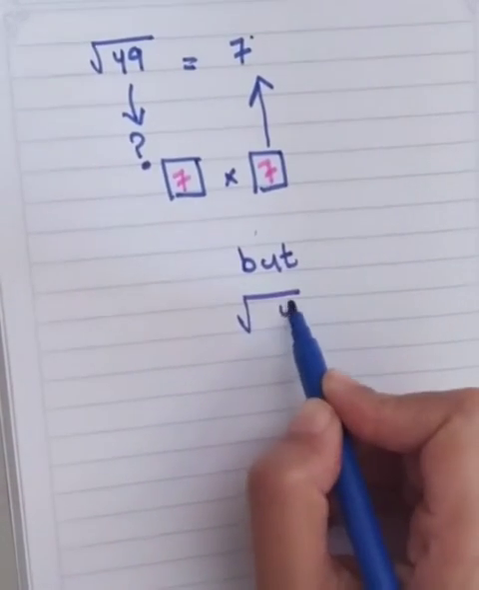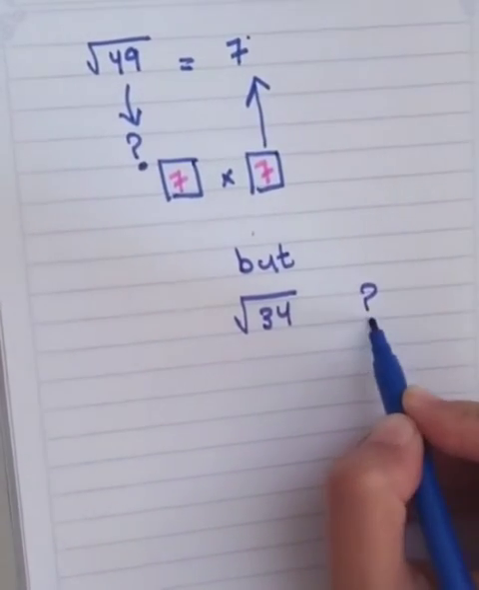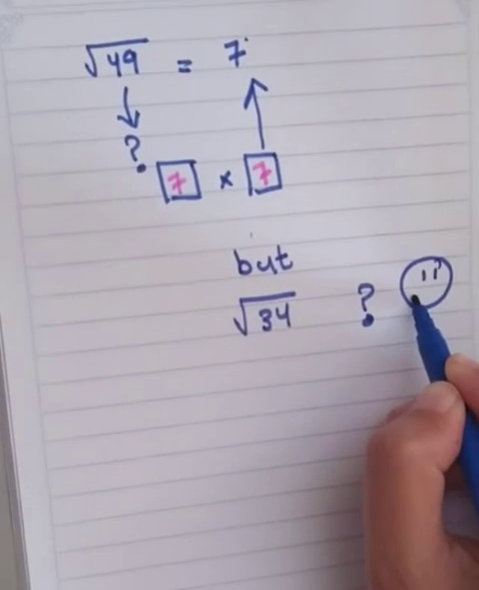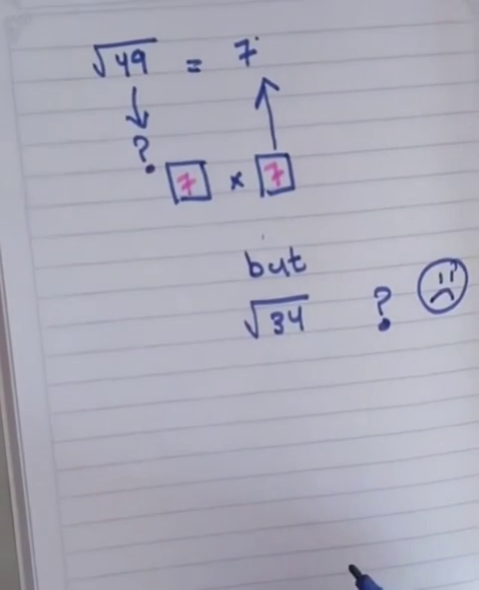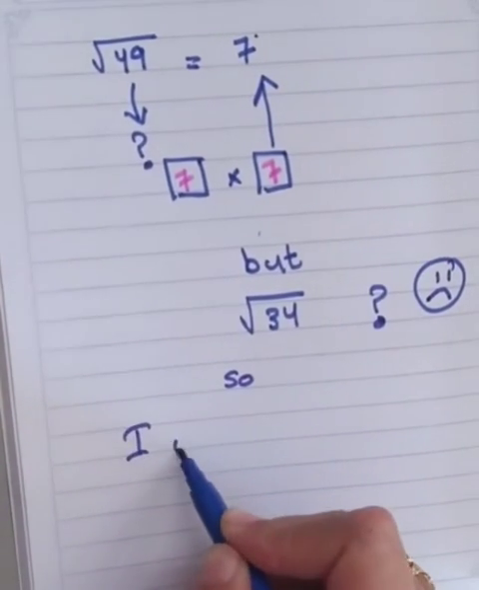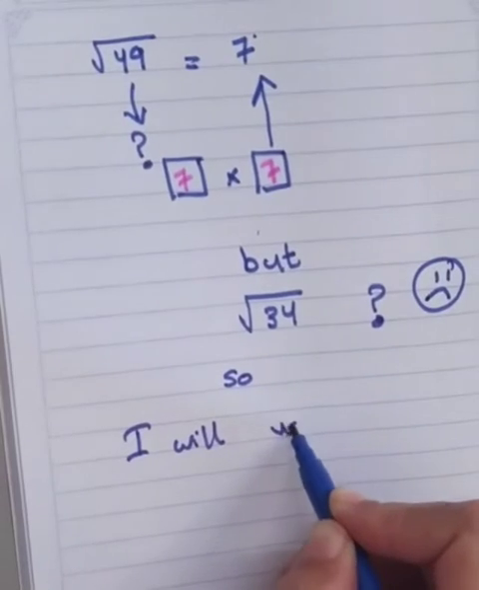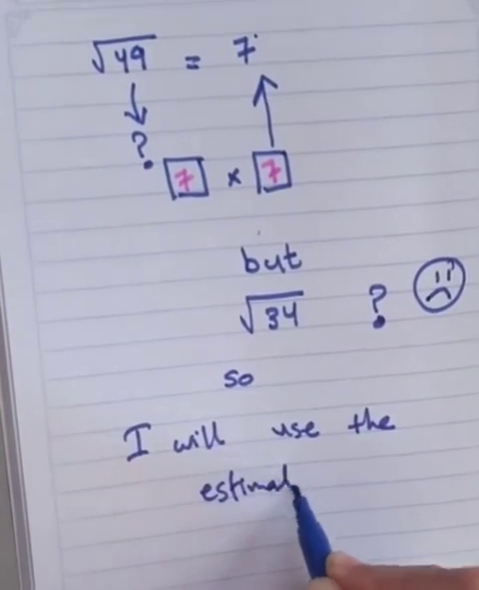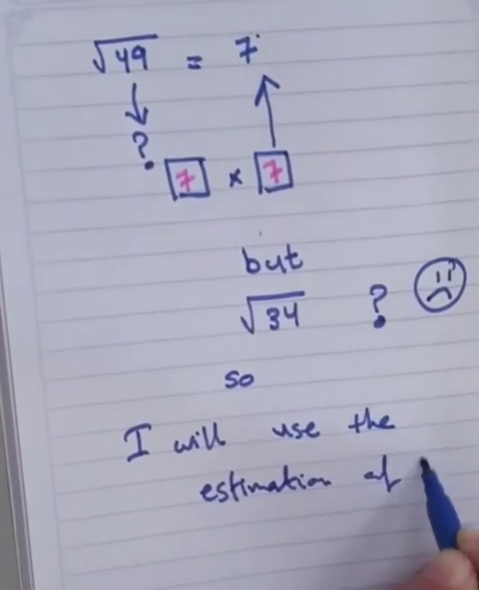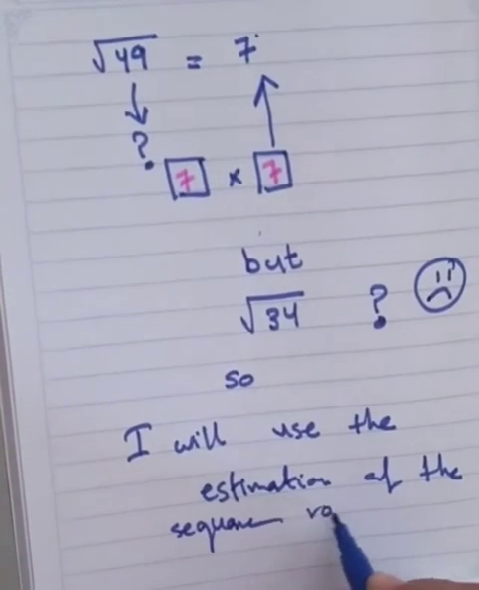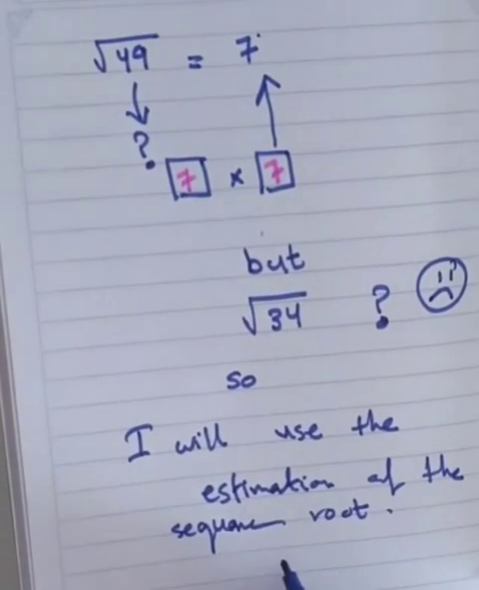But the square root of 34. Now this is not a square number, so I can't find the square root of 34. So I will use the estimation of square roots. What's the meaning of this method and how can I find it by this method? So let's go to an example.